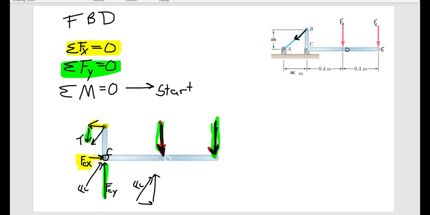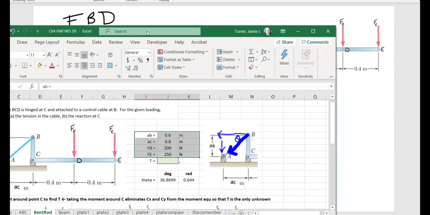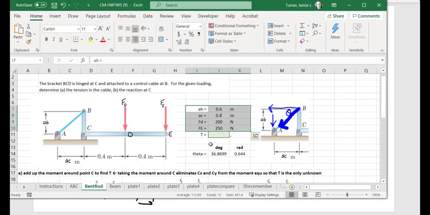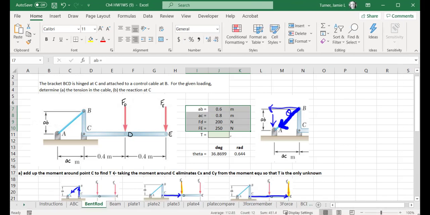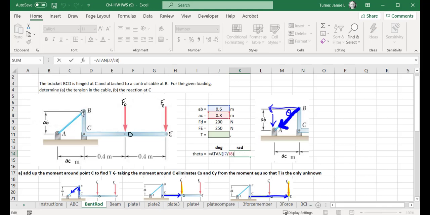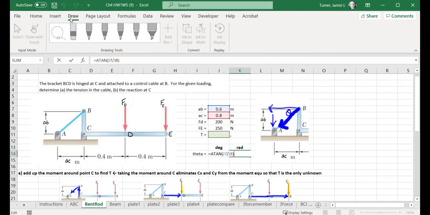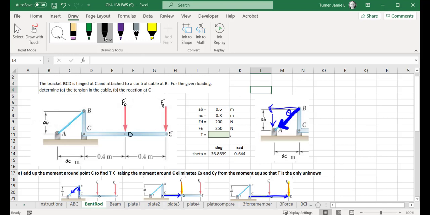Okay, let me pull open the Excel file for this, and I'm just using this as a calculator. So hopefully that will not be troublesome to you guys. So here is the force at D and E. Here is dimensions of this thing. I can figure out what the angle is here. So let me just draw that in. So this would be the angle right here.